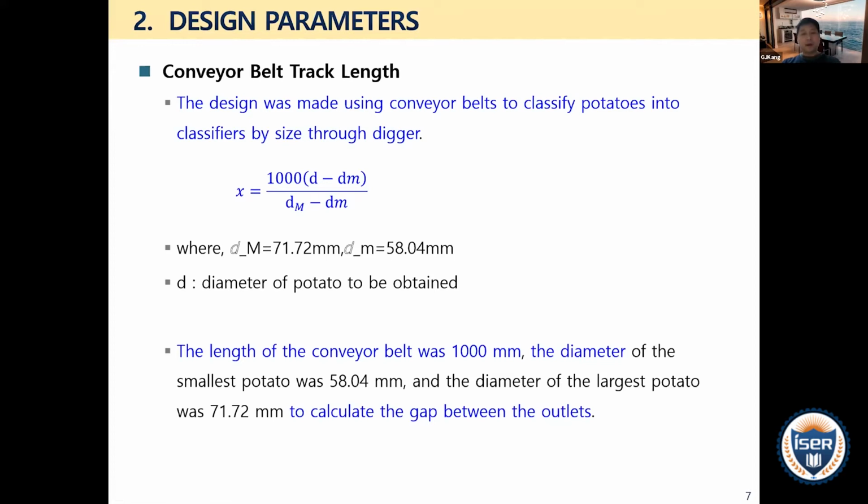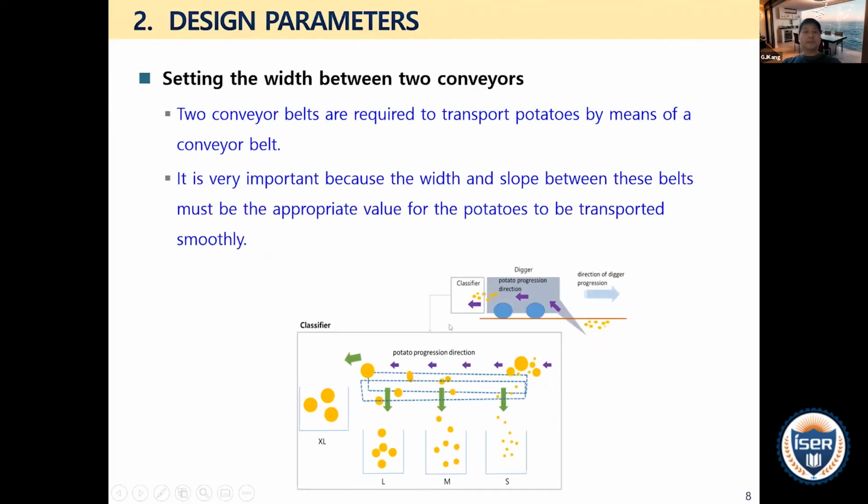The diameter of the smallest potato and the largest potato was obtained to calculate the gap between the outlets. Two conveyor belts are required to transport potatoes by means of a conveyor belt. It is very important because the width and the slope between these belts must be the appropriate value for the potato to be transported smoothly.